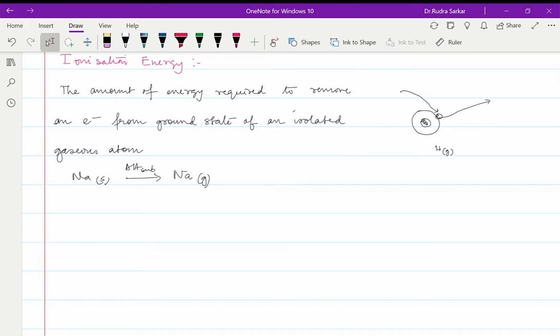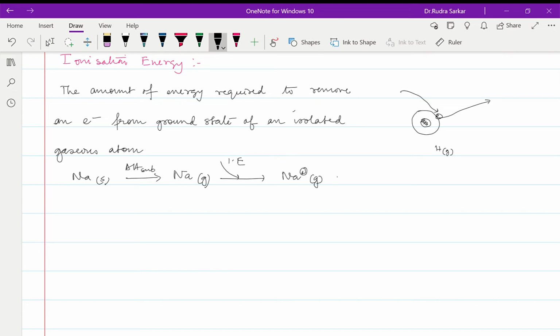Now, suppose you're giving certain amount of energy over here, okay. This energy is your ionization energy, okay. So when we are talking in terms of energy, we will call it as ionization energy. Sometimes it can also be reported in terms of voltage. Then we call it as ionization potential, okay. Understood?